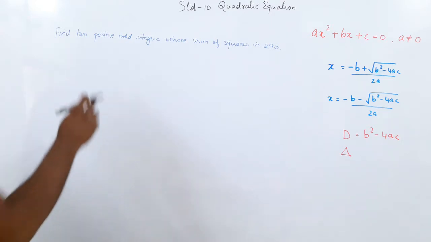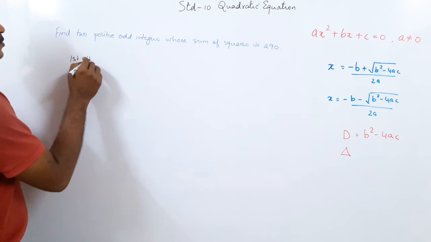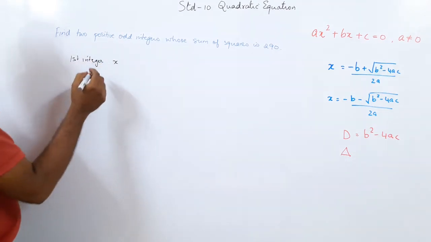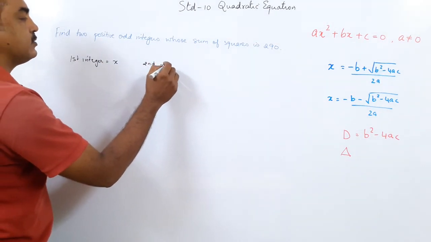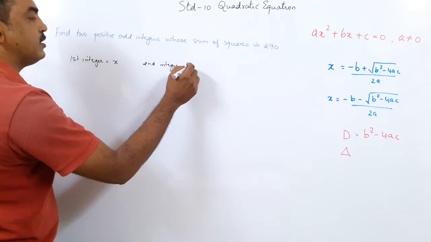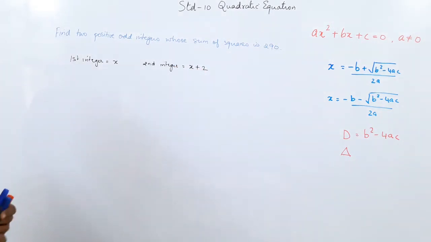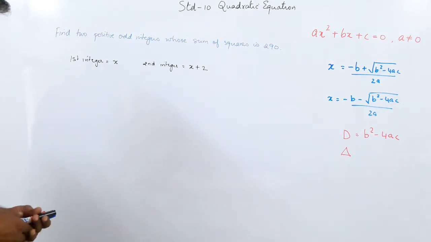Now how do we find the positive odd integers? If your first integer, you take x, first integer equal to x. What will the second integer be? Can you guess? It should be x plus 2. Can you tell me why? If there are just positive integers, consecutive integers, then... so it should be positive consecutive integers. So the word consecutive is missing here.